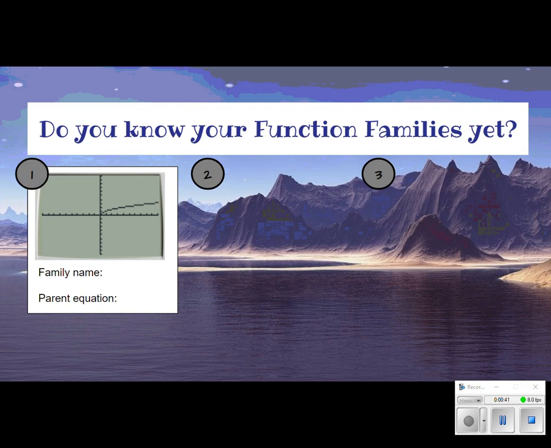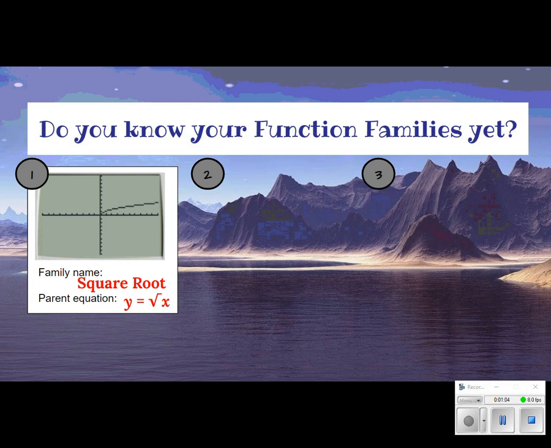Now, if you don't know this and you went and peeked at your notes, okay, but you do need to start getting them into your head and memorizing these. So the family name is that this is the square root family. And the parent equation, we're going to talk about the difference between our parent equations and our child equations. But your parent equation is y equals the square root of x.